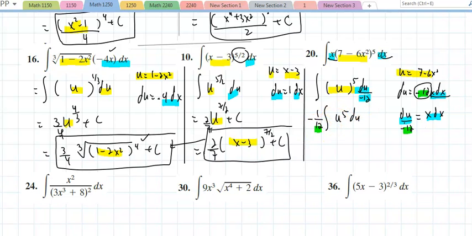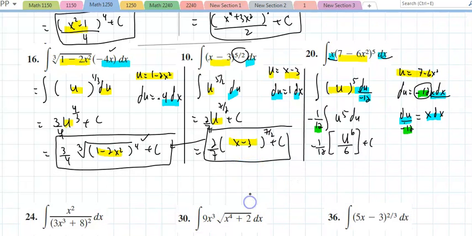up front. Don't you add now 1 to the power and you divide by that? And what do you notice happens? You end up multiplying those. That's negative 1 over 72. And don't forget what u was. U was 7 minus 6x squared. And that's as complex as things get for us.